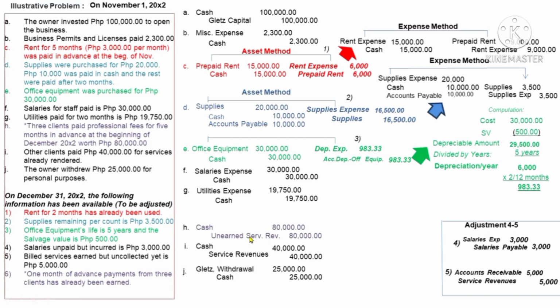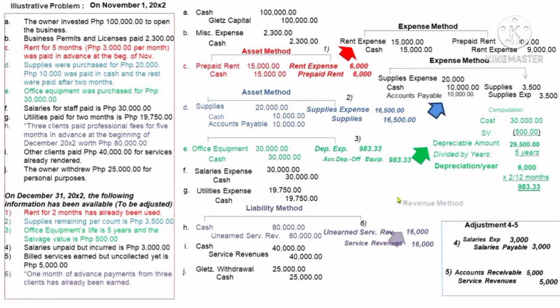But if we talk about deferred expenses, just like this prepaid rent as well as supplies, if the problem is silent, the asset method will be used. And you need to remember that. According to this, 1 month of advance payments or 16,000 was already earned. So unearned service revenues at the year end should be debited to reduce the account because again 16,000 was already earned, and of course the service revenues account should be credited.